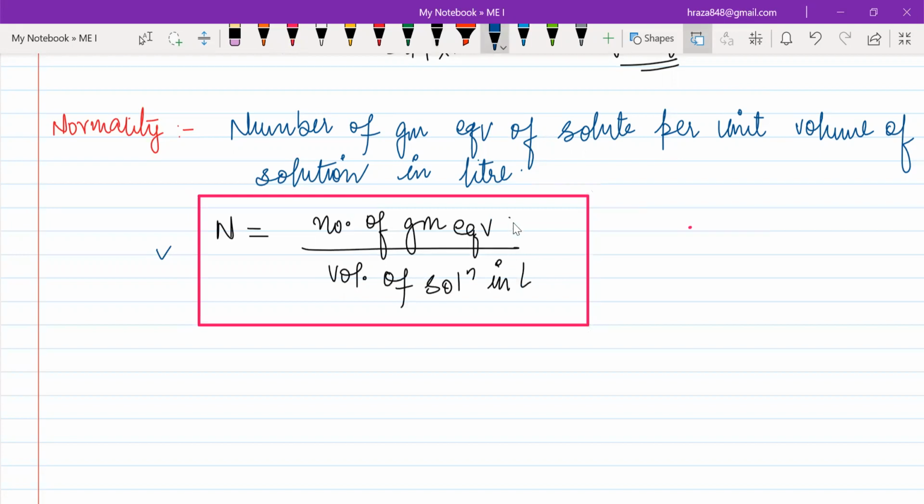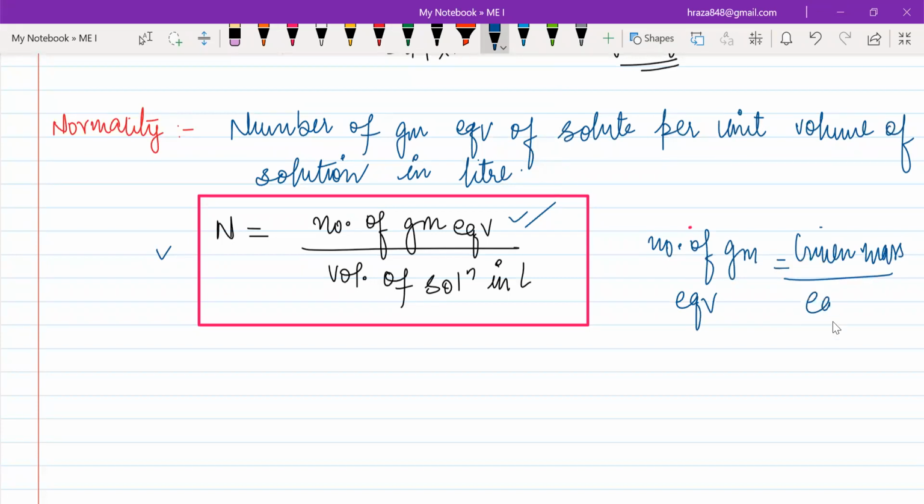You have to calculate separately the number of gram equivalent, then put the value here. And I also give you the formula for number of gram equivalent. You know that number of gram equivalent is equal to given mass upon equivalent mass. So only a step increases, but the concept is similar, and equivalent mass is equal to molar mass upon X. Is that clear? So now I'm going to give you a very simple question.